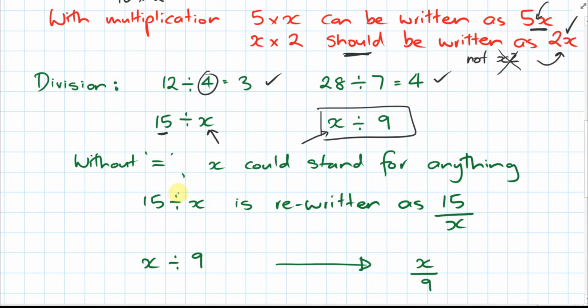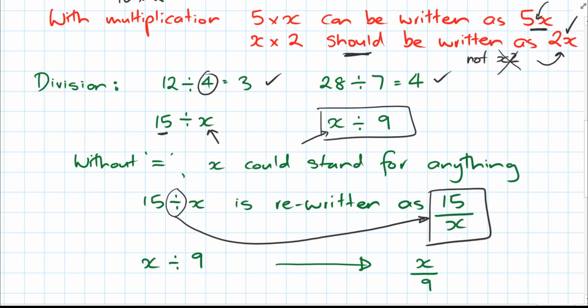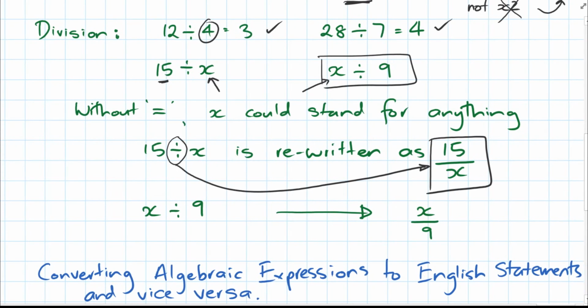With division, when we are working with algebraic expressions, we change the division symbol to a division bar. So if we were to write 15 divided by x, that should be written as 15 over x, with a division bar. If we've got x divided by 9, it should really be rewritten as x over 9. So we're changing the division symbol to a division bar.